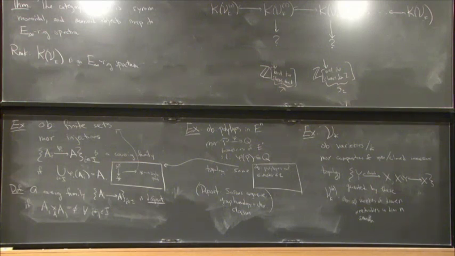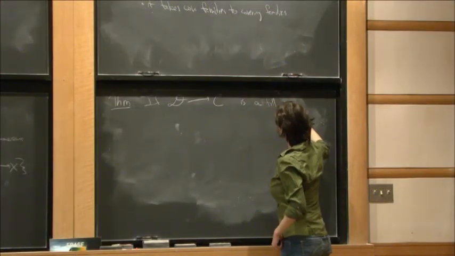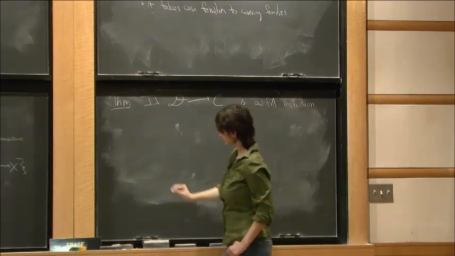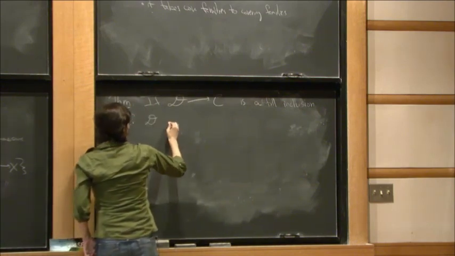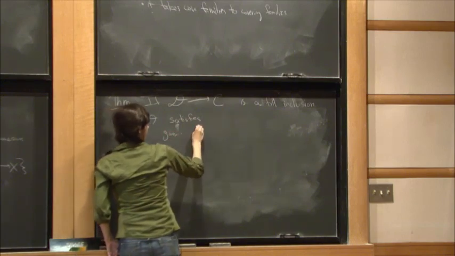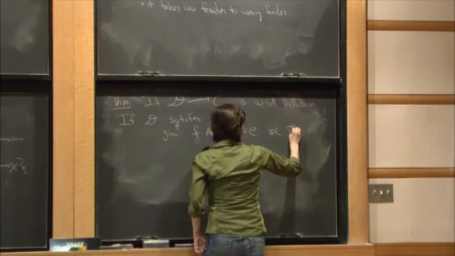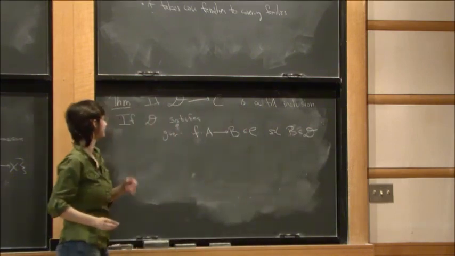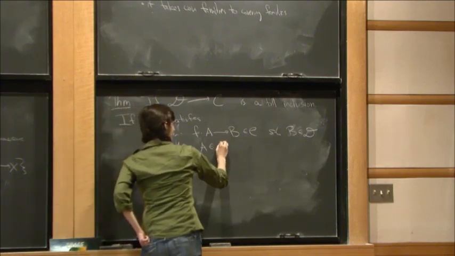Okay, so again, we have D including into C as a full inclusion of an assembler. So you need the following extra condition. If D satisfies the following: given a morphism f in C such that B is in D, then A is also in D.